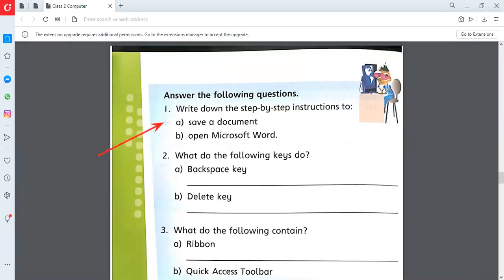We have to give the answer of two questions, A and B. The A part is saying that you have to save a document. Tell us the steps which you use to save a document. And then part B, in that you have to tell the steps for opening Microsoft Word. So in this you have to write the steps.